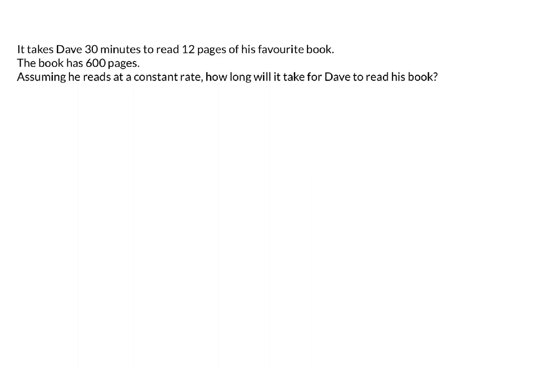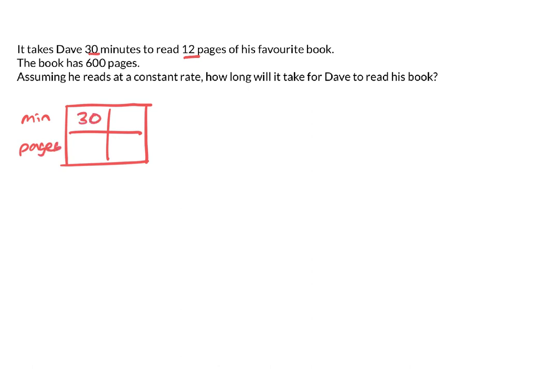So I'm just going to use the grid again because I think it's by far the simplest method to use. I've got 30 minutes, 12 pages. So I'm going to go for minutes and pages this way round. I'll label it so I know exactly what I'm putting in. So I've got 30 minutes, 12 pages. Now, the book has 600 pages, so my 600 goes into this box. And my unknown I'm going to call t because it's the time, and that's what I want to know, how long it will take. That goes into the space there.